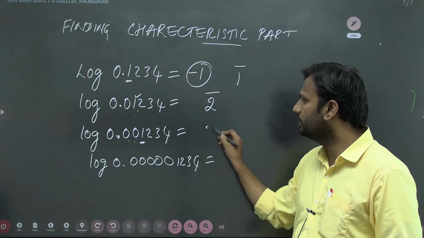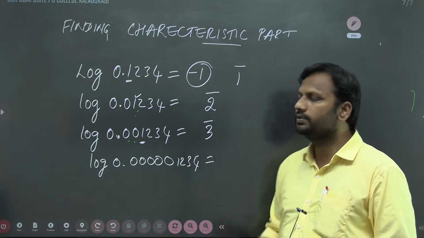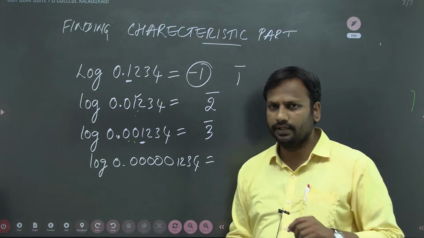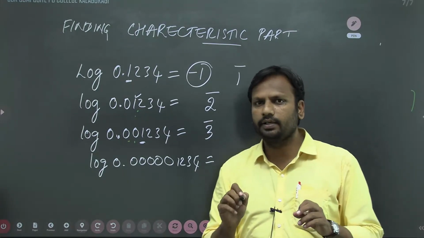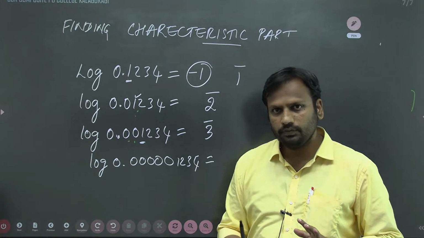So what should you mention here? Third position you are getting the non-zero quantity, so you should mention 3 bar. Actually, it will be -3, but we should not write -3 there. Instead of writing -3, we should express 3 bar, right?